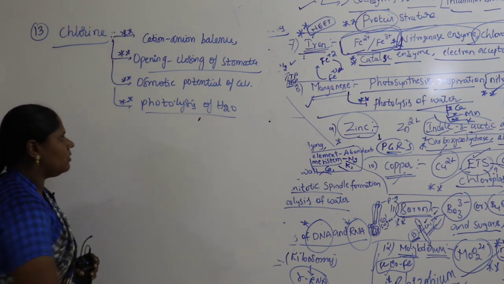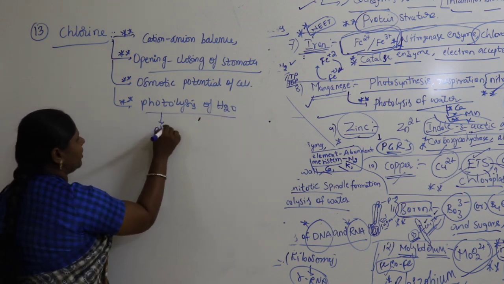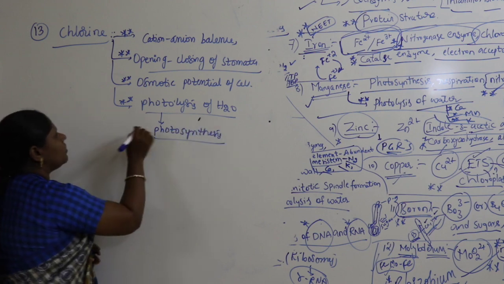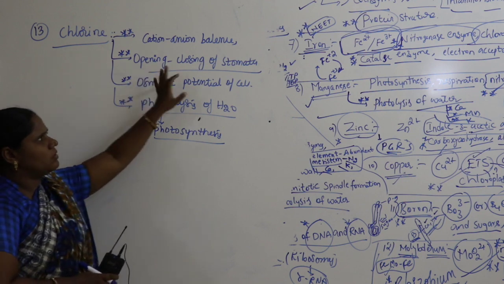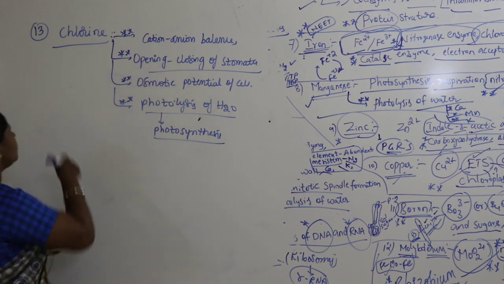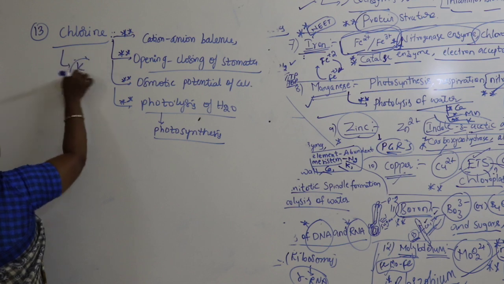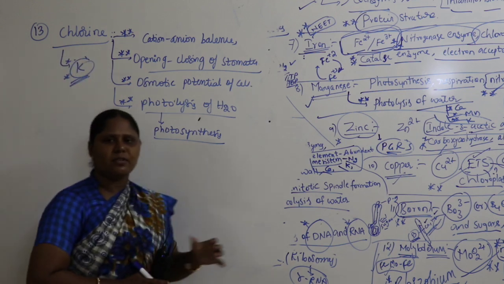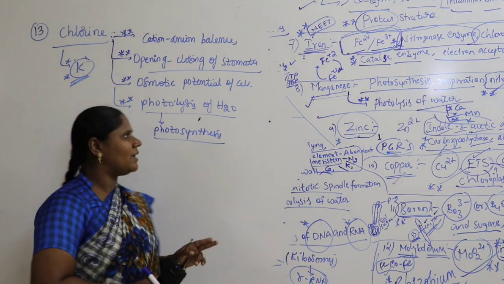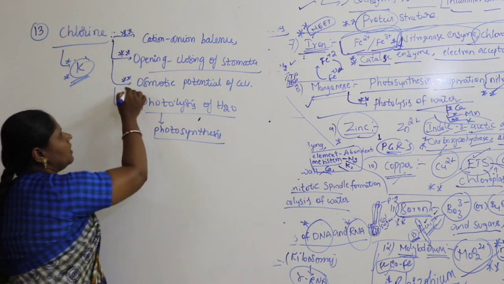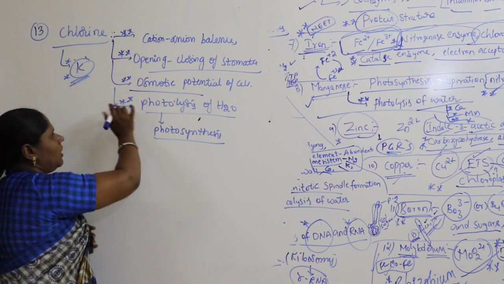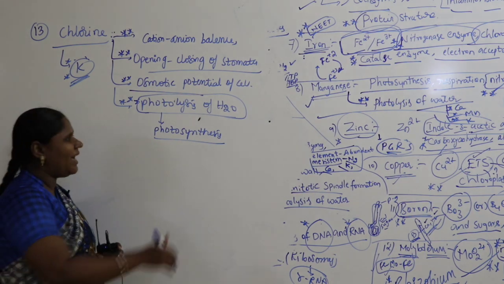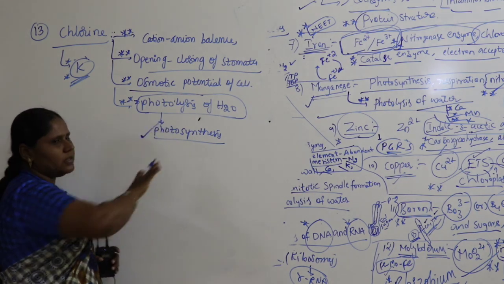Photolysis of water is very much essential for the mechanism called photosynthesis. So here you know the opening and closing. This chlorine is exactly similar to whom? Chlorine is exactly similar to potassium. So whenever the question comes, which are the two elements which balance the osmotic potential of the cell, chlorine and potassium will come. Especially chlorine plays an important role in the splitting of water at the time of photosynthesis.